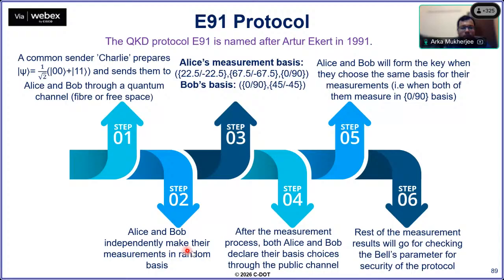Alice and Bob independently make their measurements in random bases. So these are the bases. They will choose these bases at random and measure their states. After the measurement, both Alice and Bob declare their basis choices through a classical channel. It was the same in the BBM92 protocol. After the measurement is done, they discuss their bases, and they generate keys only when their bases match. That is the rectilinear basis, the 0 degree or 90-degree angle. And the rest of the measurements go for checking the Bell's parameter for the security of the protocol.